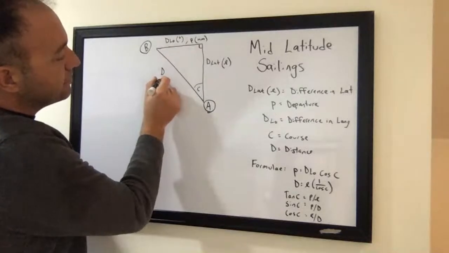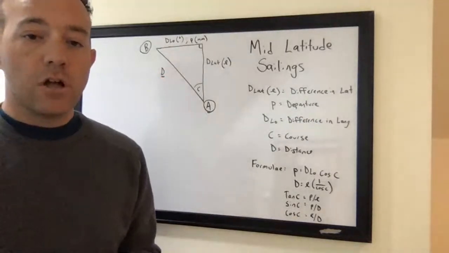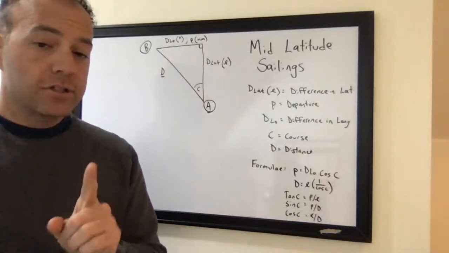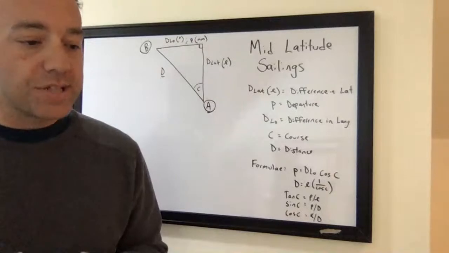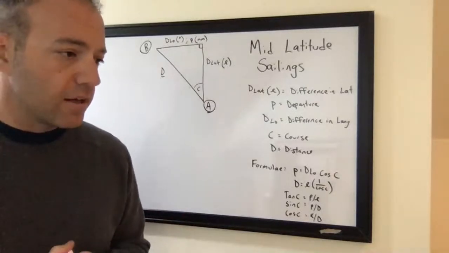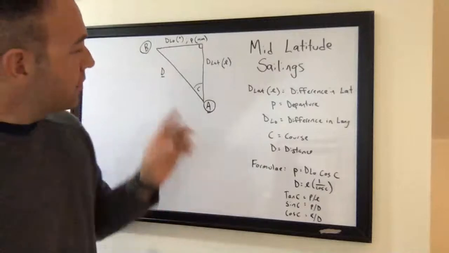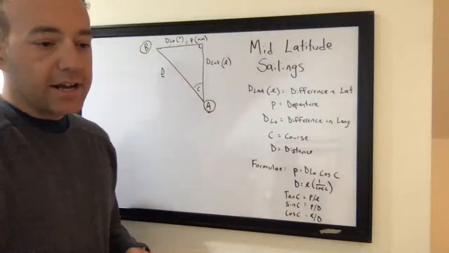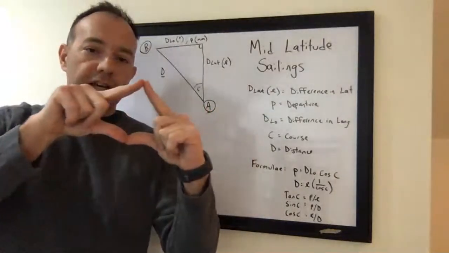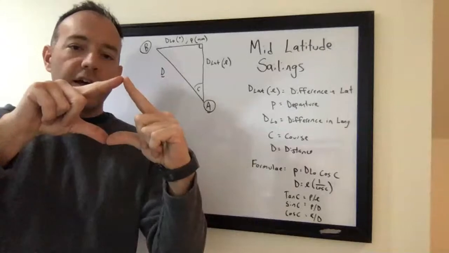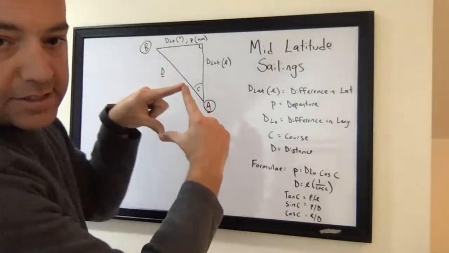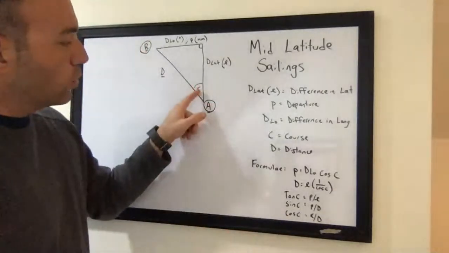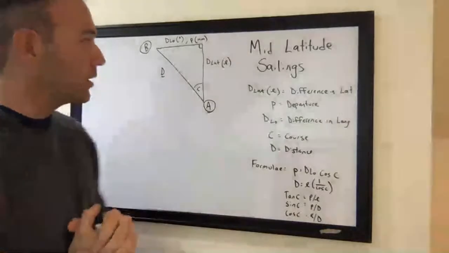D is the distance that you cover along that track. C is the course that you need to steer. Now, there's a little trick about course when we're talking about great circle sailings. Sometimes the numbers end up a little bit weird. The whole idea, though, is that a triangle is a triangle, whether you tip it upside down or flip it inside out. If we're thinking about this angle up here and you flip it inside out, mathematically it's going to be the same angle. It might just have a negative sign or a positive sign in front of it. We'll come back to that in a little bit, but C is a little bit weird.